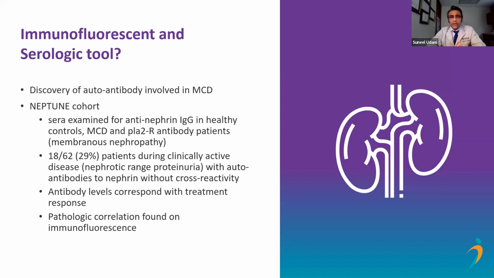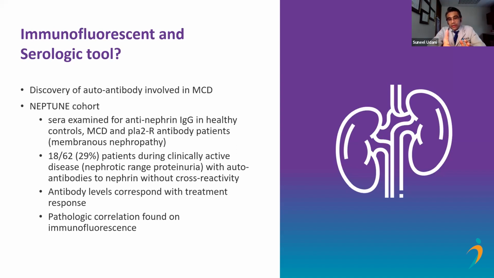And once again, they looked at the Neptune cohort, the individuals with minimal change compared to healthy people and people with a different nephrotic syndrome, membranous nephropathy. And they looked for a specific antibody called anti-nephrin. And IgG is the type of antibody we see. And with anti-nephrin, clearly, that was the responsible target.